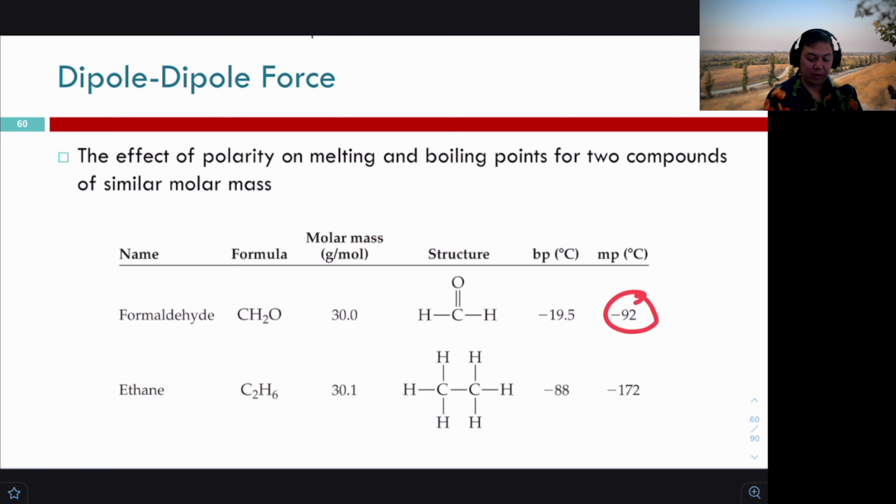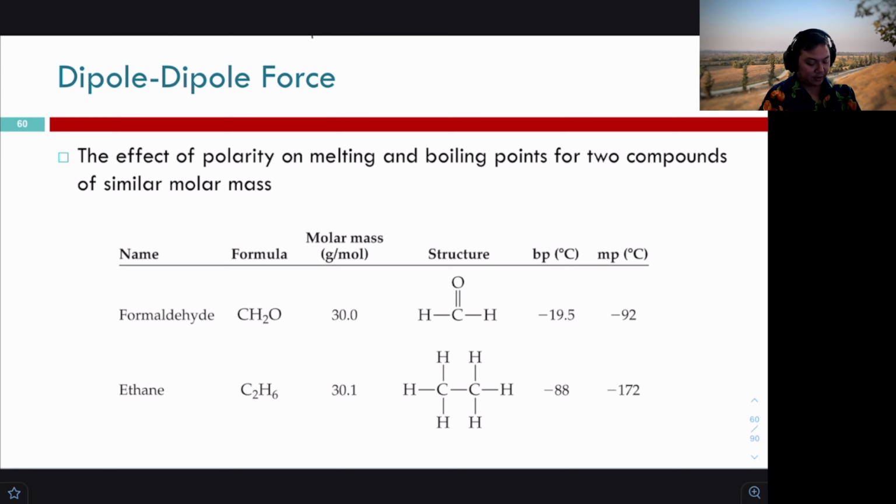And the melting point also is higher for formaldehyde, meaning that it takes more energy to overcome those bonds to melt solid formaldehyde into liquid formaldehyde, and also takes more energy to boil that or vaporize that liquid formaldehyde into gaseous formaldehyde. So again, all of this comes back to the strength of these intermolecular forces.